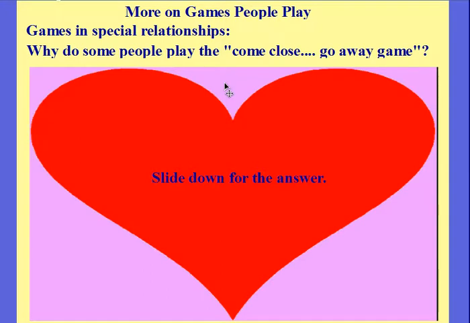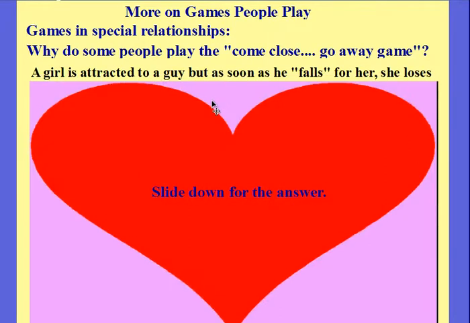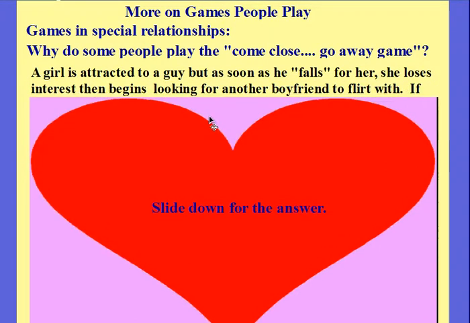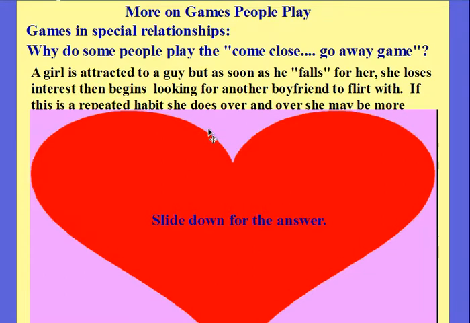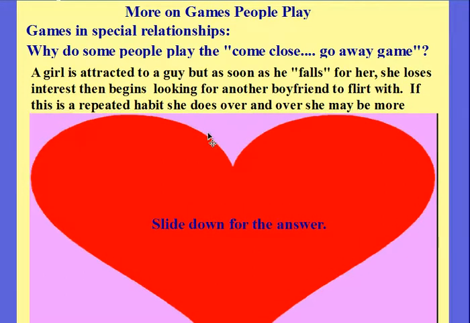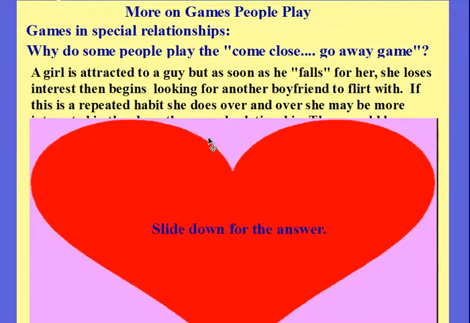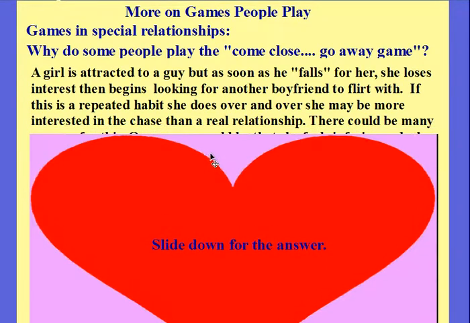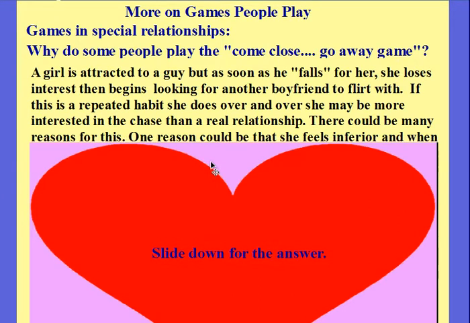There's one called Come Close, Go Away, and it's usually with girls and guys and dating. Here's the situation. A girl is attracted to a guy, but as soon as he falls for her, she loses interest and begins looking for another boyfriend to flirt with. If this is a repeated habit she does over and over, she may be more interested in the chase than a real relationship.